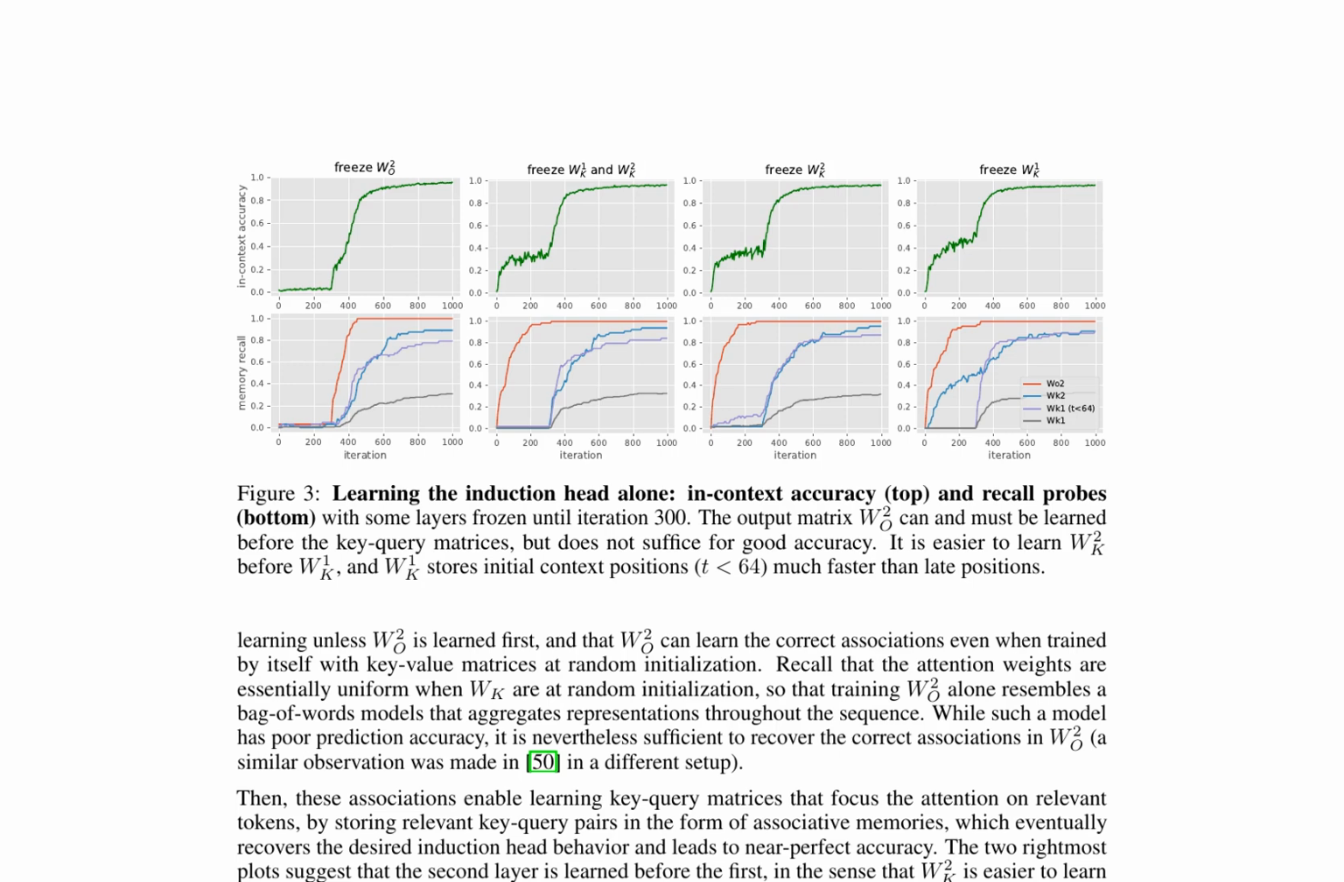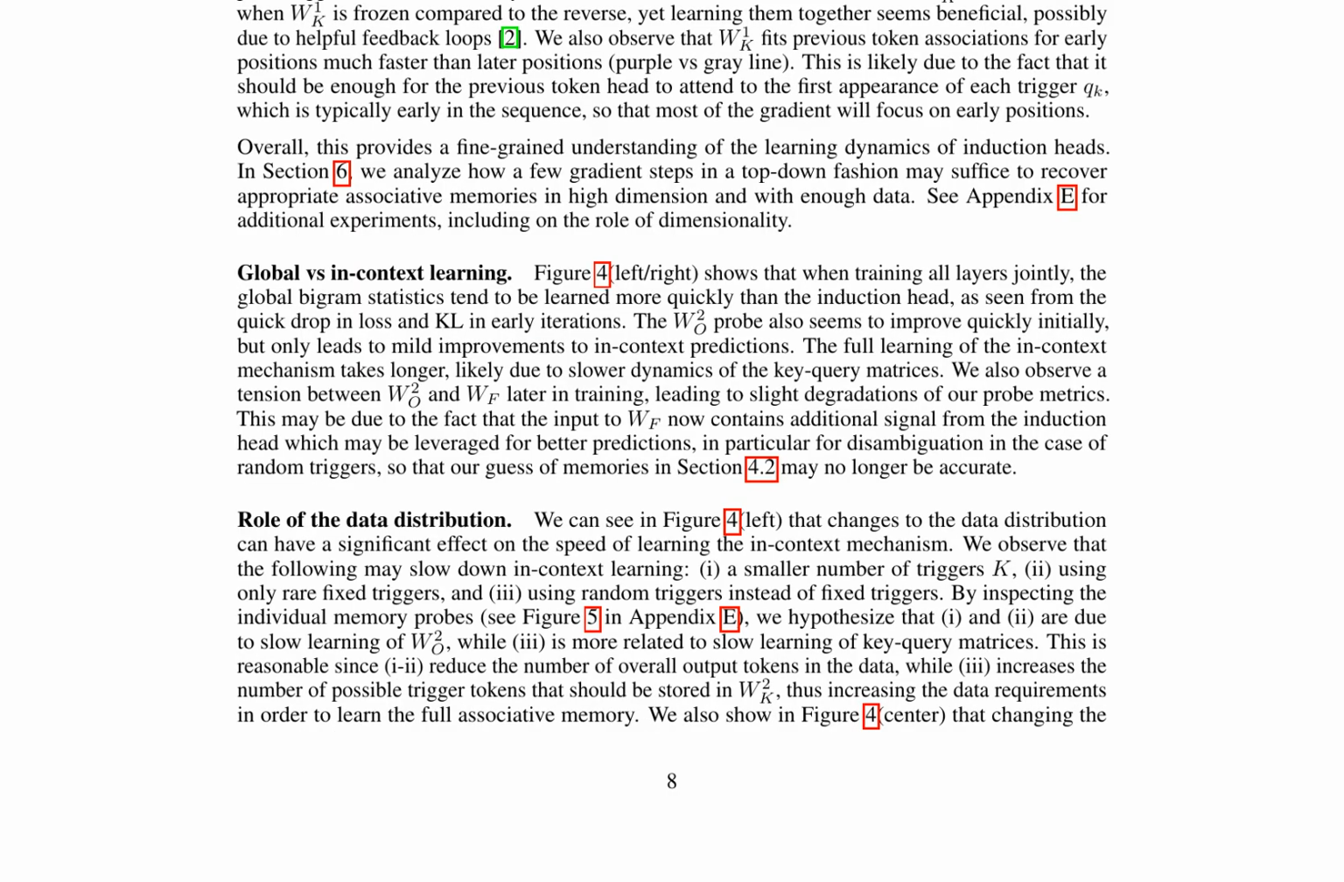The authors observe that W2K is easier to learn when W1K is frozen, and W1K stores initial context positions much faster than late positions. They also find that the global bigram statistics are learned more quickly than the induction head, with a tension between W20 and WF later in training.